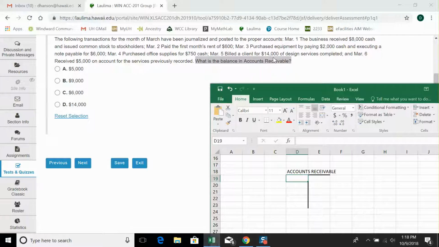Billed a client 14,000 of design services completed. Okay, so if you bill a client, that increases accounts receivable by 14,000. And then on March 6th, we received 5,000 on account for the services previously recorded. So that's going to reduce accounts receivable because you're actually getting paid. So if you were to take a balance in that account, it would end up being $9,000 because 14,000 minus 5,000 is 9,000. So you can look here, here's your 9,000.